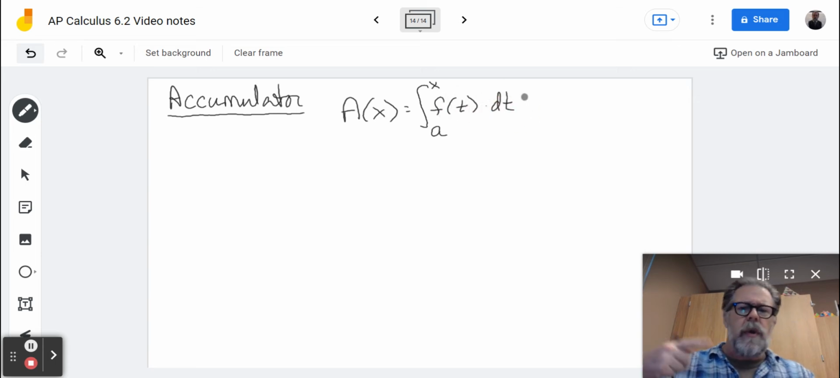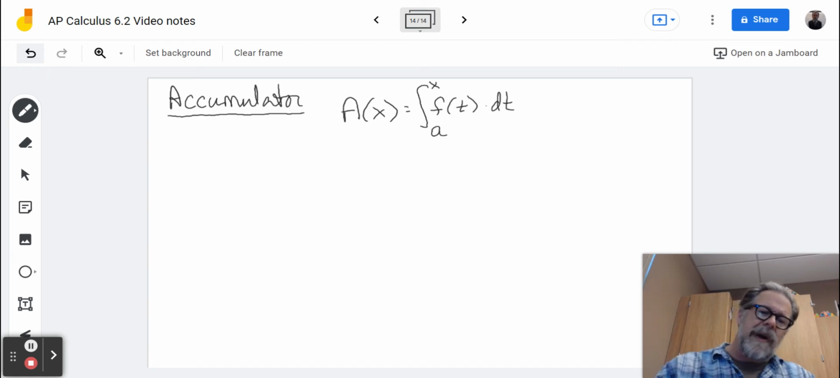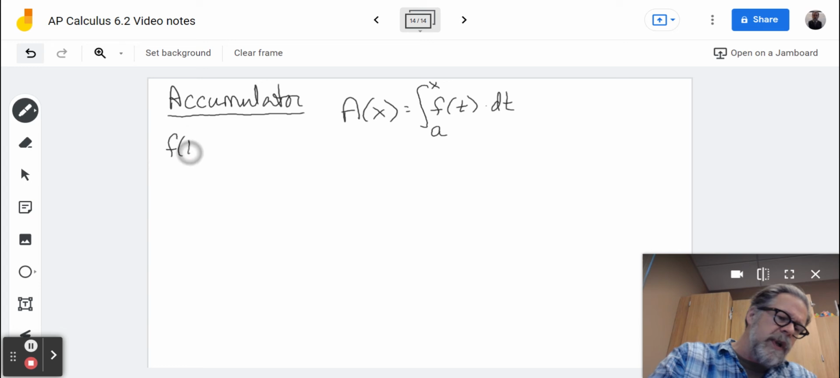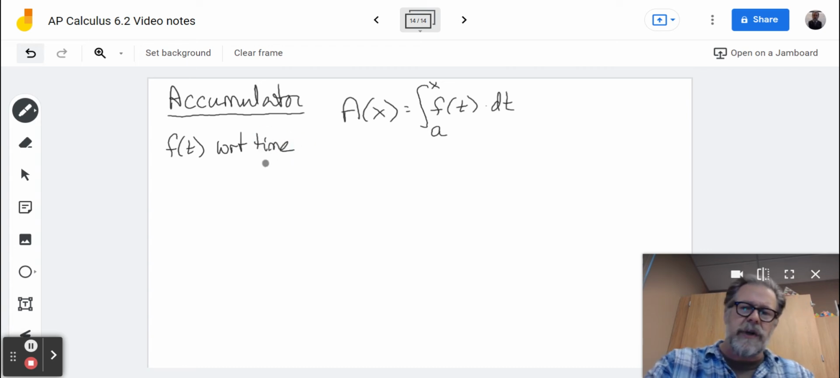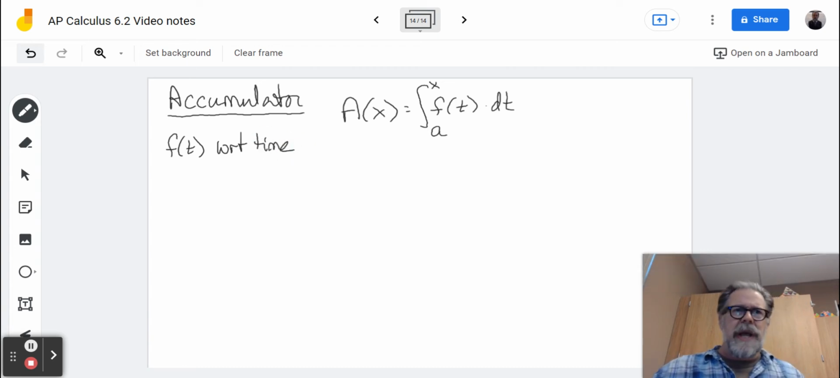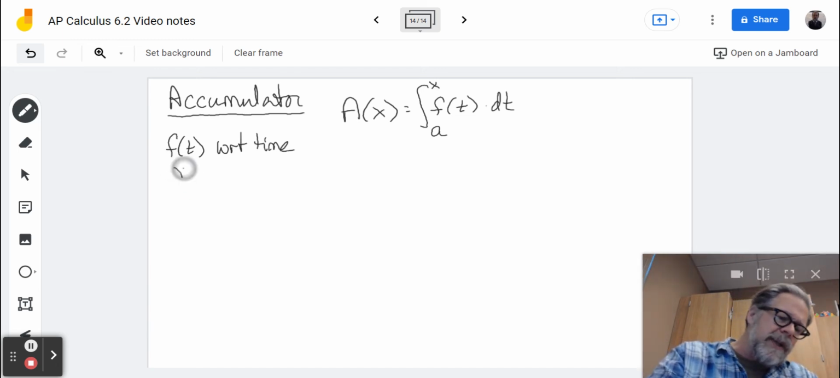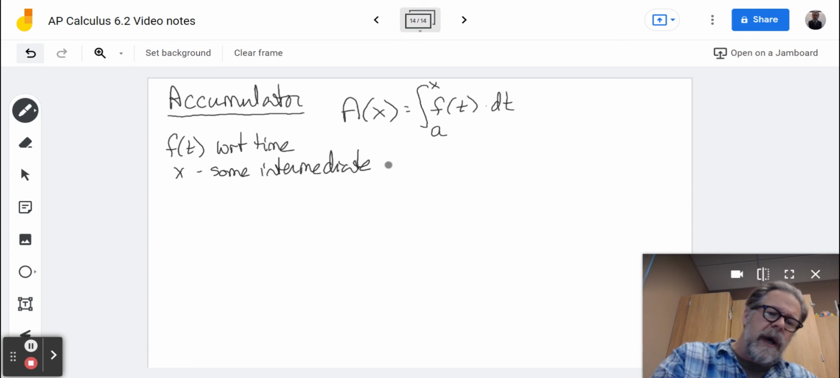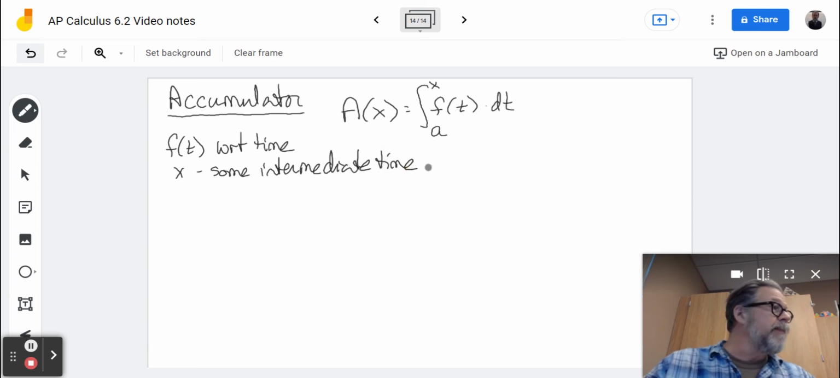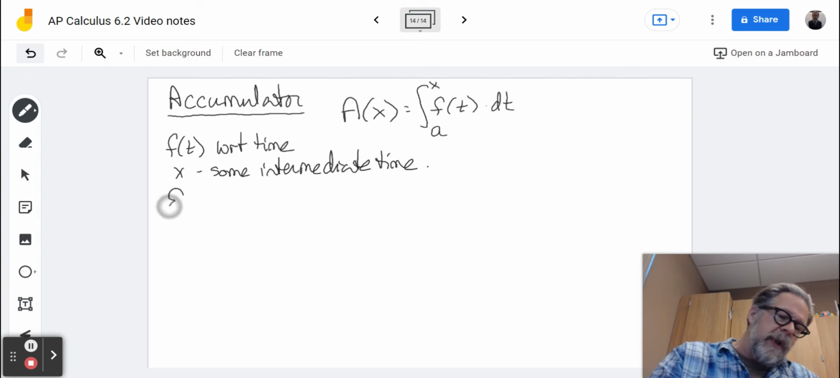Now, notice we've got two different variables going here. t is time. f of t is what is happening with respect to time. Remember WRT, with respect to. And in our example, the snow is piling up and it changes over time, whereas x is some intermediate time that we are interested in looking at. So let's do an example to illustrate this.